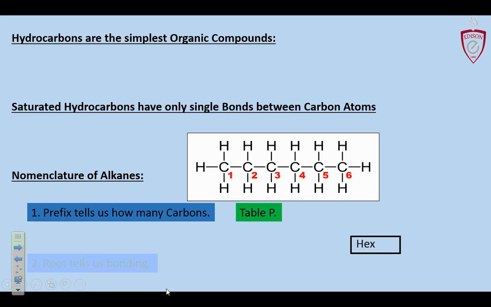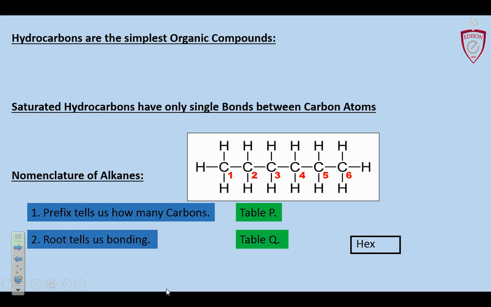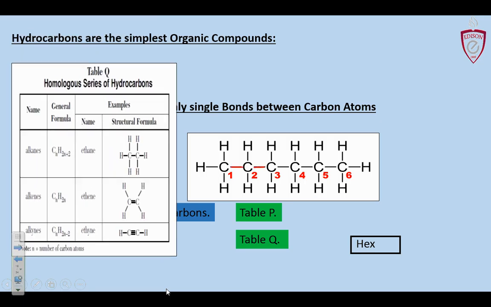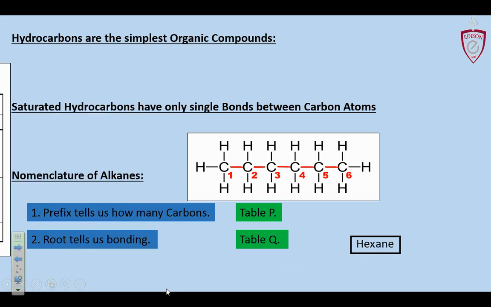Okay, so next, the root tells us the bonding. We check that out on table Q. So you look at table Q and you see, okay, I know I've got 6 carbons, but are they all connected with singles, doubles, or triples? And we look. They're all singles, single bonds. So that's an alkane. So the ane, A-N-E, becomes the end of the name. The ane comes over, and the name of this molecule is hexane.